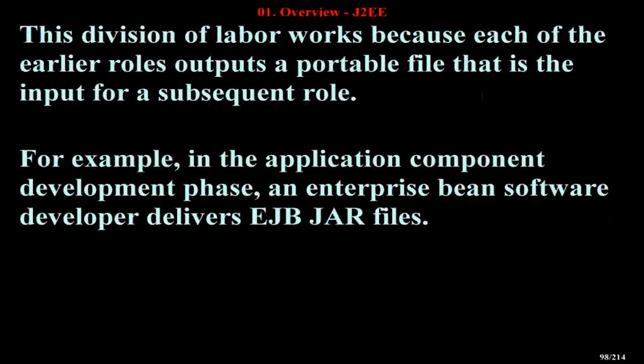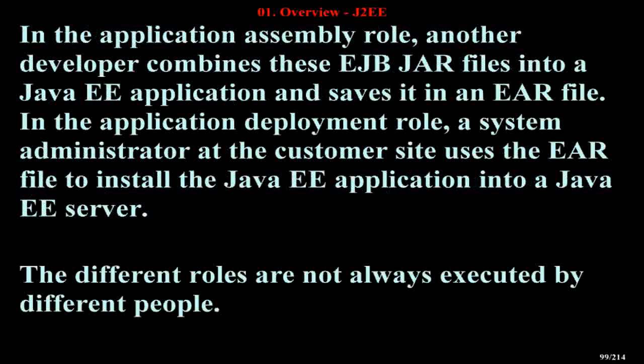This division of labor works because each of the earlier roles outputs a portable file that is the input for a subsequent role. For example, in the application component development phase, an Enterprise Bean software developer delivers EJB jar files. In the application assembly role, another developer combines these EJB jar files into a Java EE application and saves it in an EAR file. In the application deployment role, a system administrator at the customer site uses the EAR file to install the Java EE application into a Java EE server.